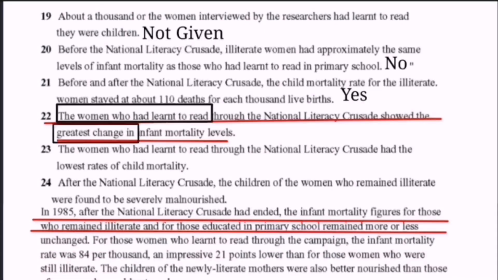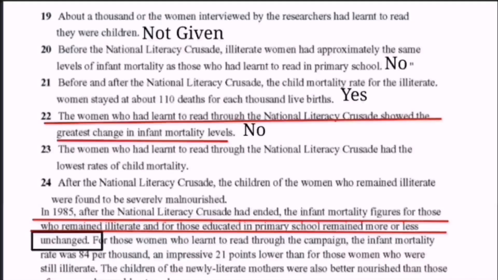In 1985, after the National Literacy Crusade had ended, it means when the National Literacy campaign came to an end, the infant mortality figures for those who remain illiterate and for those educated in primary school remain more or less unchanged. So it means that we have read in the paragraph, the rate of infant mortality remained unchanged at the end of the National Literacy Crusade. So the answer of question number 22 is no.